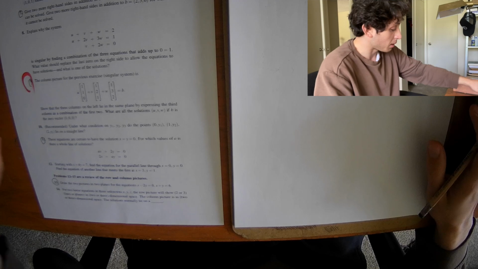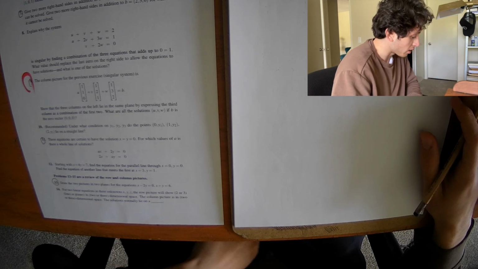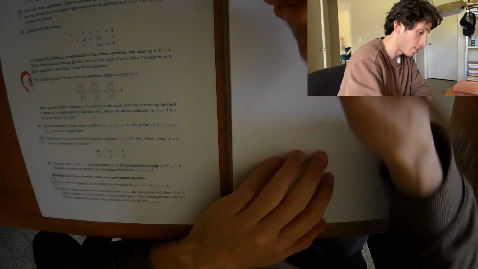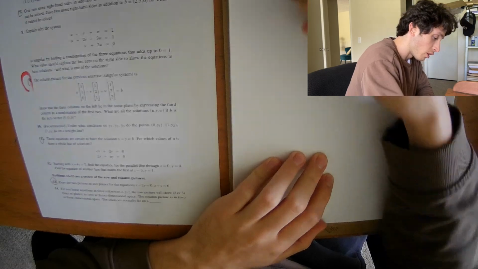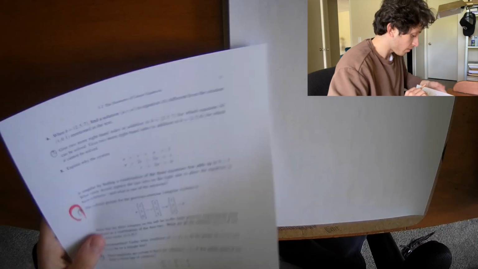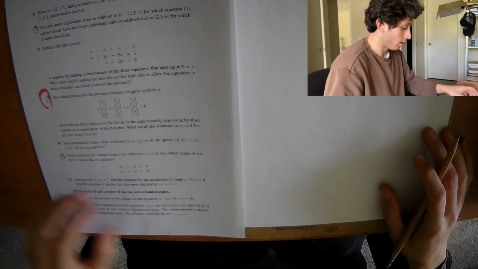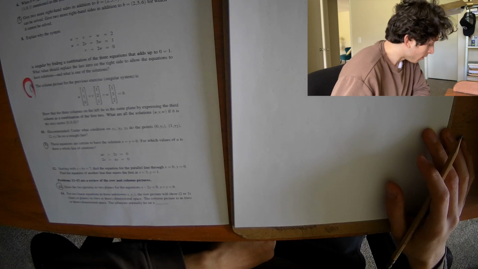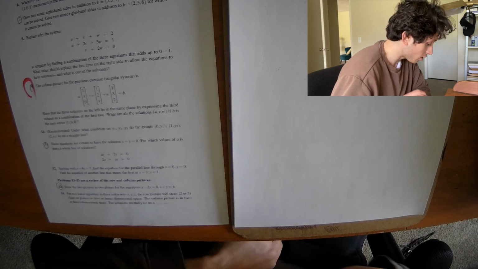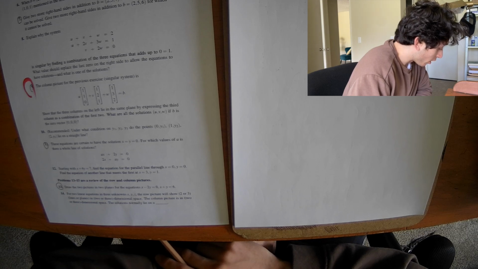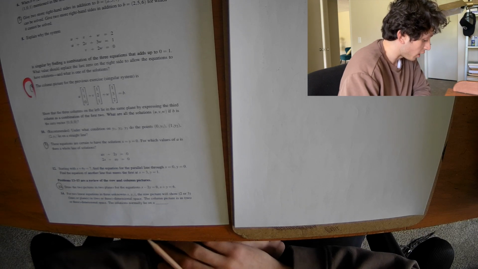my plans. This is about solving this problem, number 9, the column picture for the previous exercise. I'm not even gonna copy it because it's there, as you can see. There are 3 column vectors there that are going to be included, and the problem asks us to first show that the 3 columns on the left lie in the same plane by expressing the 3rd column as a combination of the first 2.